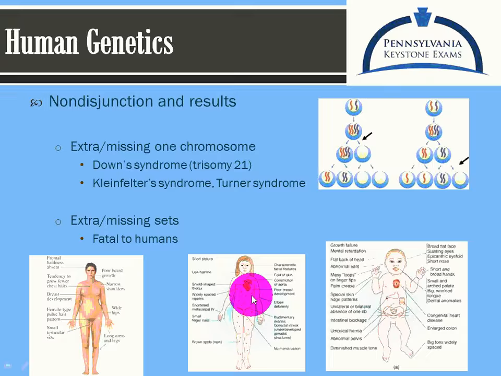If you have an extra set or a missing set of chromosomes, again, that's pretty much fatal to human beings, fatal to most animals. They wouldn't be able to survive.